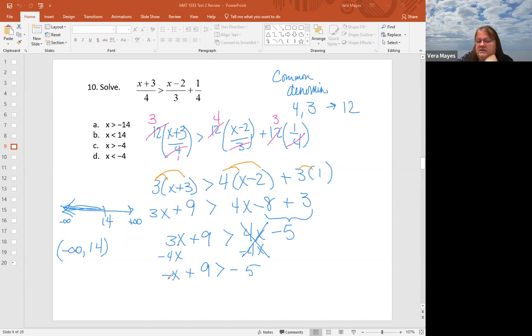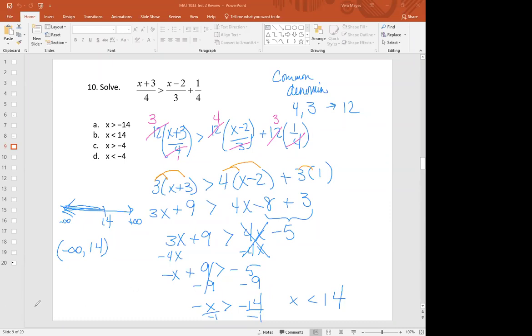I want to try to isolate the x term. So that means that 9 has to go over to the other side. Negative x greater than negative 14. And then I can divide by the negative 1, and I get x less than 14. Does that help?